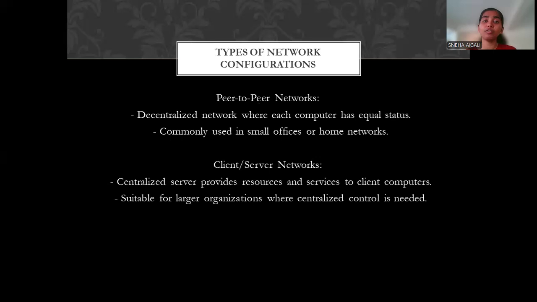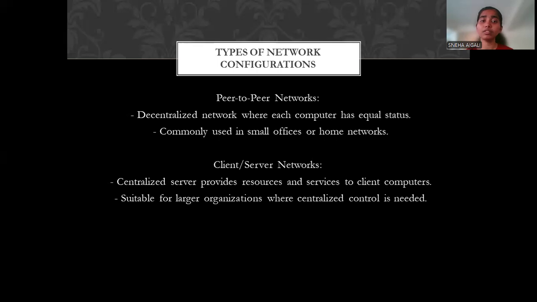Now let us see the types of network configuration, which are the two types of computer networks. The two types include peer-to-peer network and client or server network. The first type of network is the peer-to-peer network. So what does this kind of network actually mean? A peer-to-peer network is a decentralized network where each computer has equal status. It is commonly used in small offices or home networks. This is most commonly found in small scale industries. And the major examples would be small offices as well as your house for personal use.